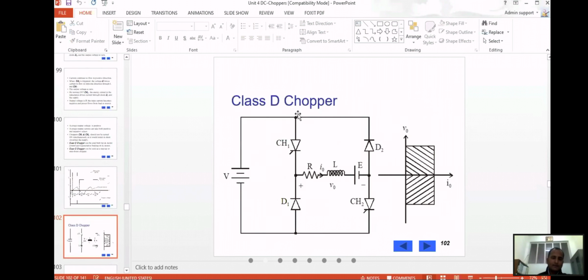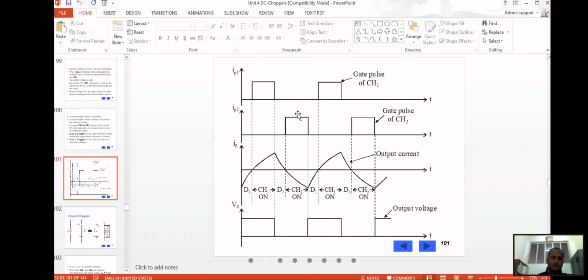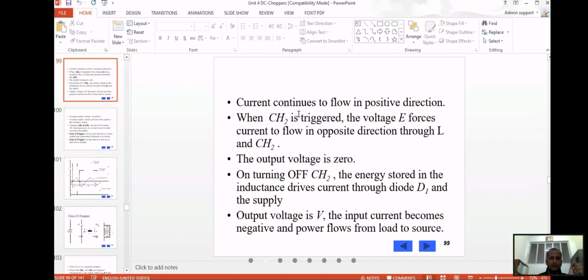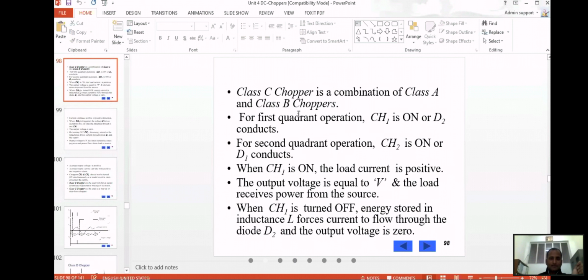We have already seen these three different types of choppers, and it is quite important to note down this waveform. So please try to look at this waveform so that you can understand the different types of choppers. Whether it is a rectifier or a chopper, whatever we have studied till now, all these waveforms are quite important. The waveform will really help you to understand the operation of that particular circuit diagram. So in the class C chopper, two choppers, class A and class B, are combined together to form a class C chopper.